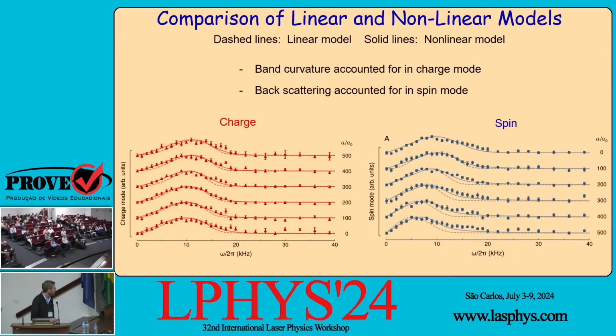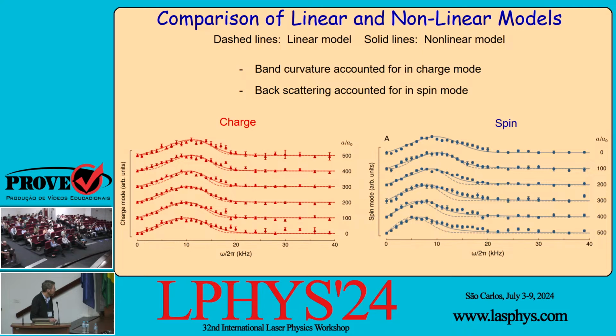These are the results for the band curvature, which is accounted for in the charge mode, the red, and the solid lines are, again, the corrected theory, and the dashed lines are just the raw theory. And so you can see the advantage of correcting for the nonlinearities. It was really very strong.